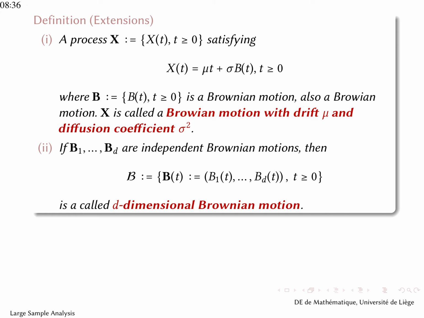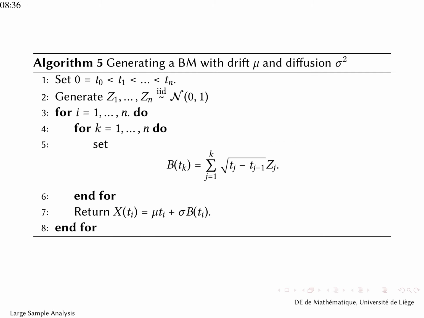And then if we have d independent Brownian motions, B_1 up to B_d, defined on the same time points, then we can combine them together in a d-dimensional Brownian motion in such a way that B_t is just a vector (B_1,t up to B_d,t) for every time point t larger or equal than 0. To generate such a Brownian motion with drift mu and diffusion sigma squared, we will use algorithm 5. We start with a set of time points t_0 up to t_n.